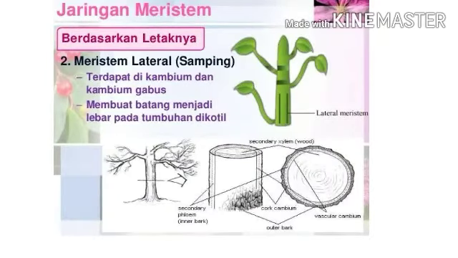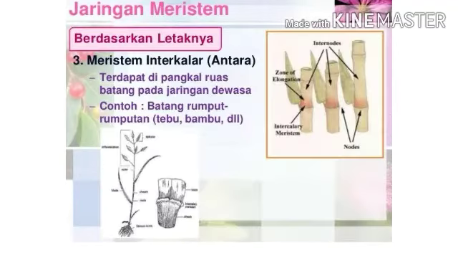The second, lateral meristem, is a meristem that functions for secondary growth, such as enlargement of roots and stems. That's why the lateral meristem is located in the fascicular cambium and the cork cambium. And then the last, intercalary meristem, is a meristem that functions in the process of flower formation. These meristems are located between permanent tissue.